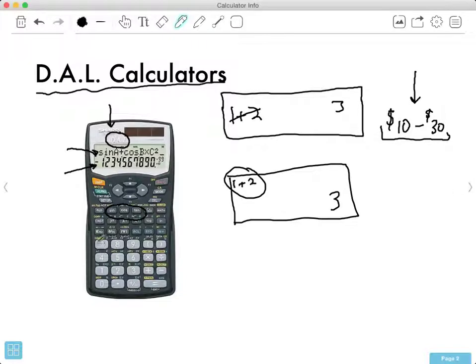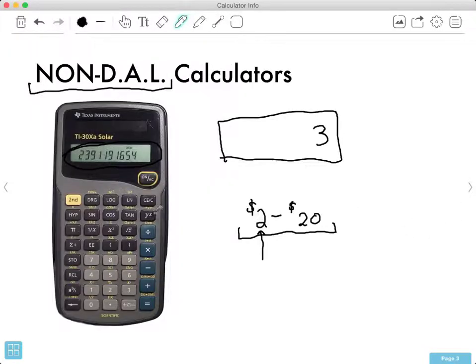Scientific calculators basically have more than just the number keys and plus, minus, times, divide. If you dig into your junk drawer at home and find an old calculator that just has the numbers and plus, minus, times, divide, that'll be fine for part of your course, but there are parts of the course that are going to require the more advanced functions you see on the top of the calculator. So again, whether you go non-DAL or DAL, make sure you see those sine, cos, and tan buttons.